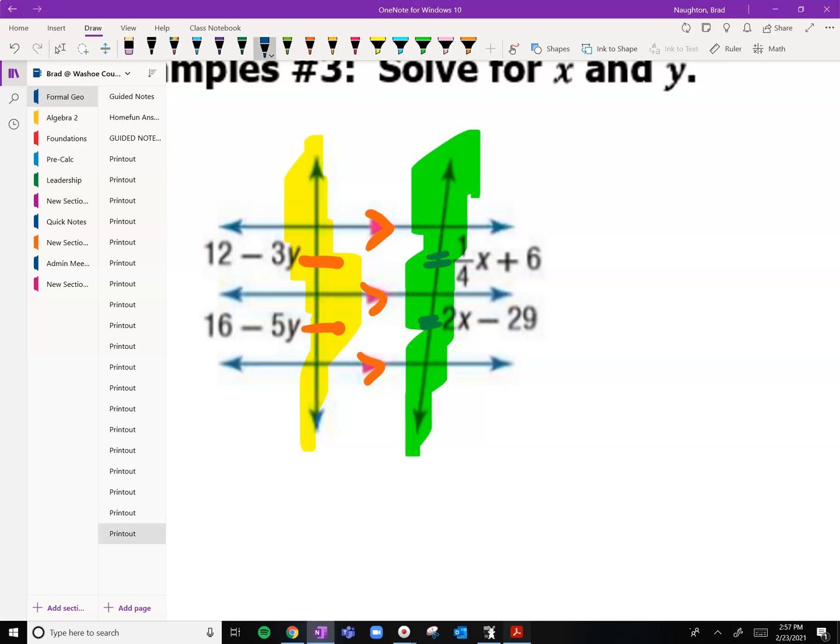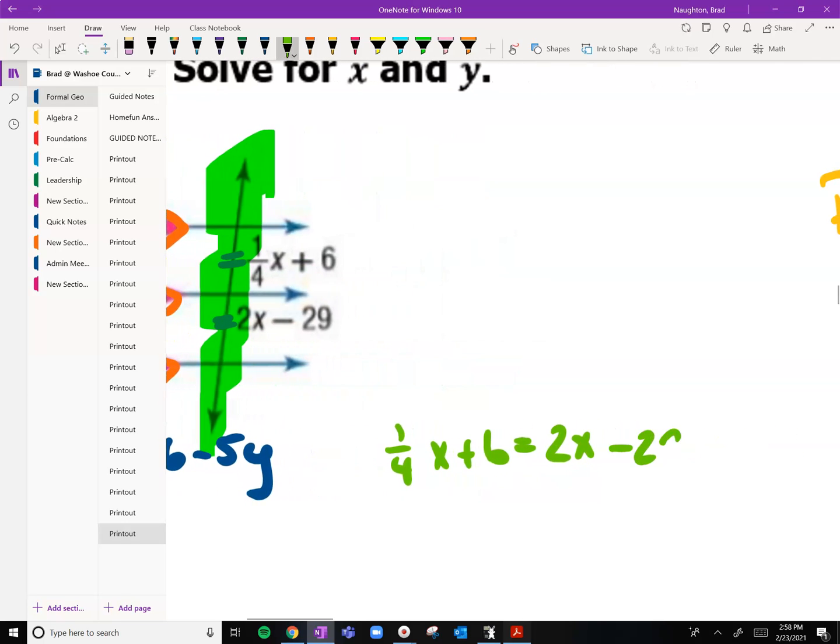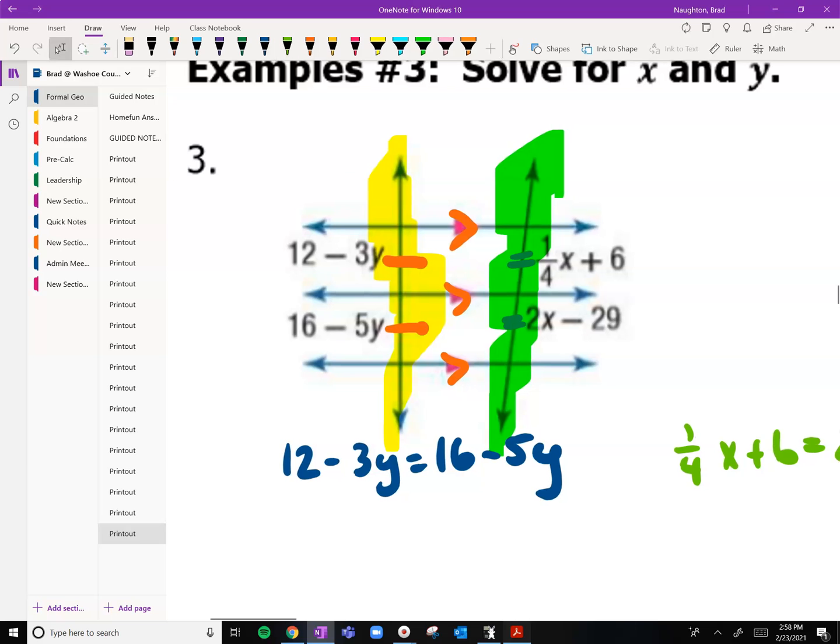So to solve for y, I'm going to go 12 minus 3y is equal to 16 minus 5y. For one side to side there on the left, and then on the right, we'll get 1/4 x plus 6 is equal to 2x minus 29. And we just have to solve them individually.